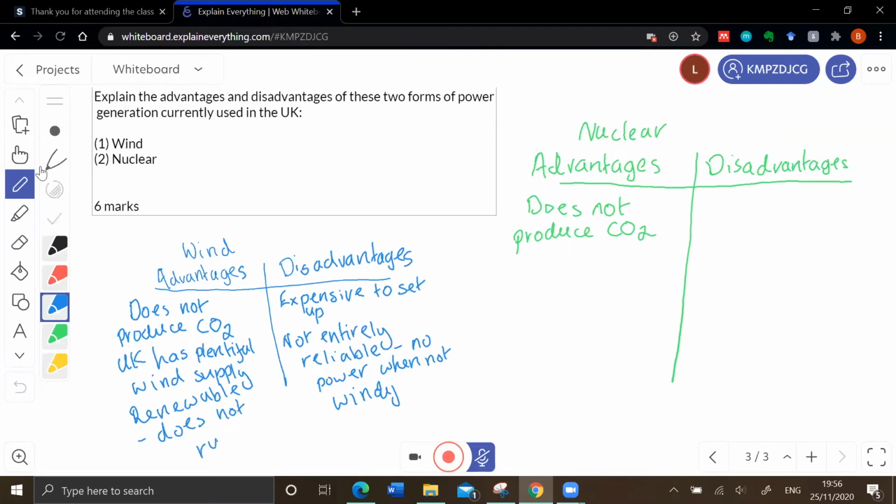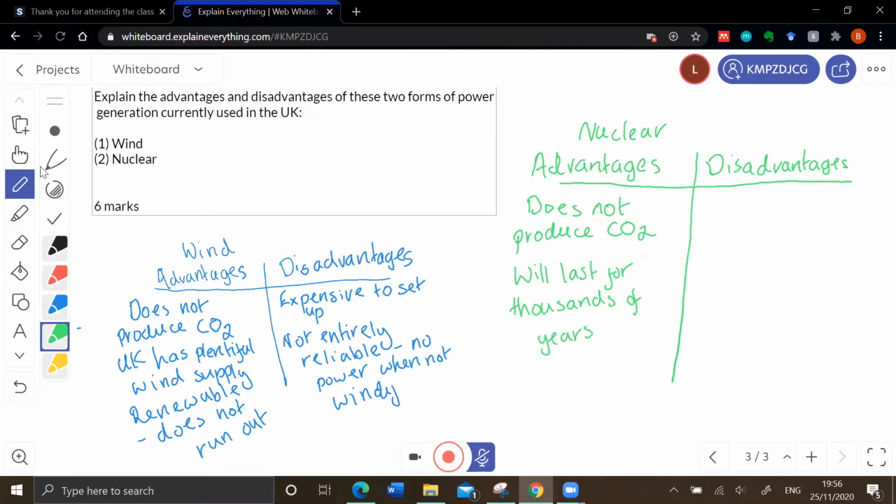Okay, so nuclear is not entirely renewable, but it will last at least thousands of years. I wouldn't say it's entirely renewable, but it will last for thousands of years. Coal and oil and gas are going to run out in the next few hundred years or less. Nuclear will last for thousands of years at least.